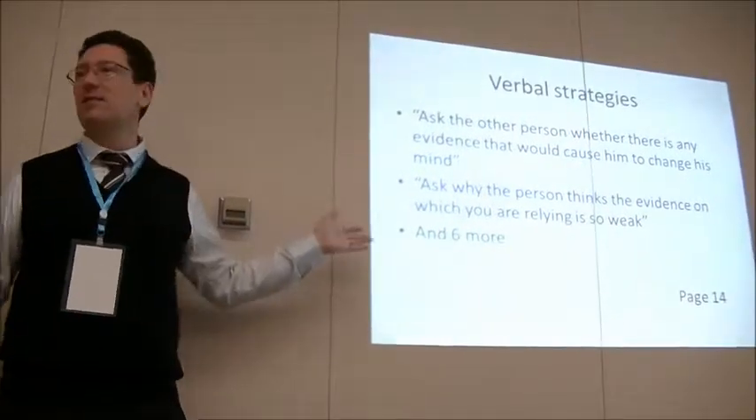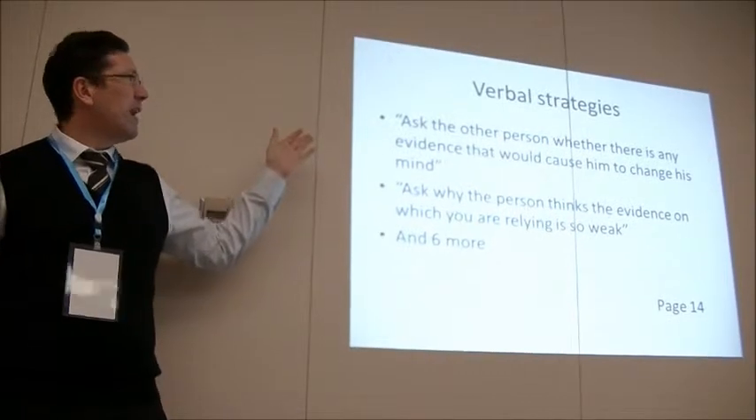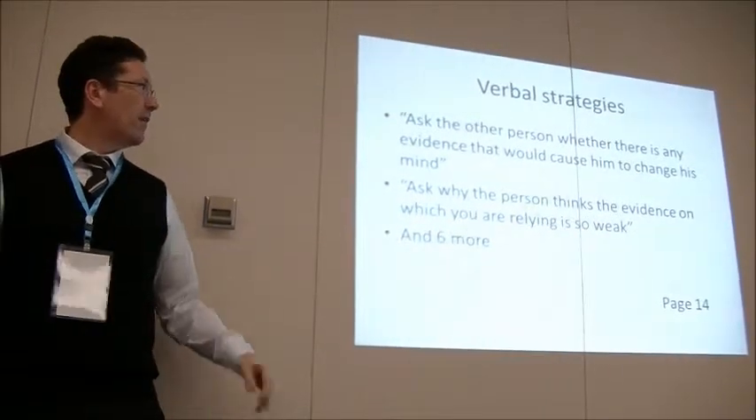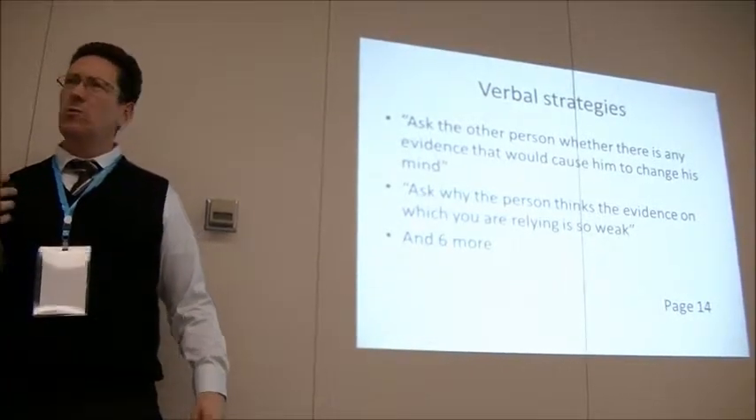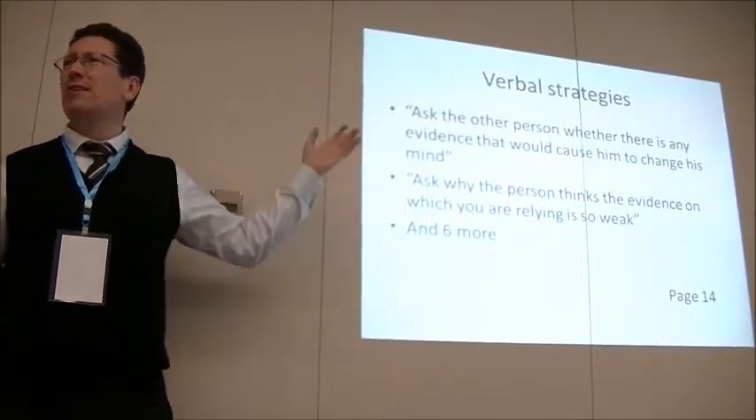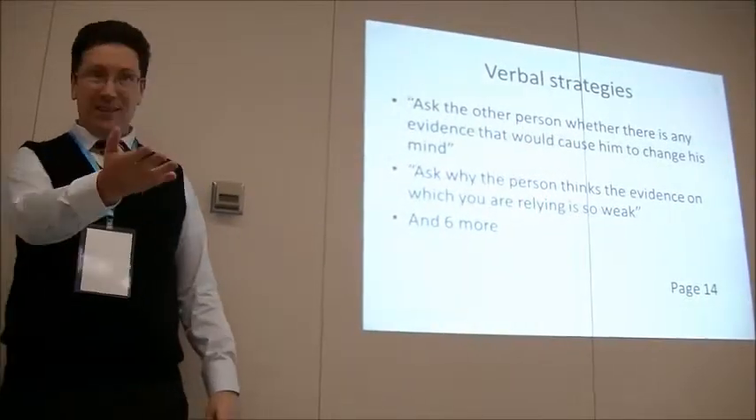I have two here and there are six more on your handout. So verbal strategies are, for example, ask the other person whether there is any evidence that would cause him to change his mind, and ask why the person thinks the evidence on which you are relying is so weak. So these are good strategies, but it doesn't explain what you do when these strategies don't work. So it's unclear.